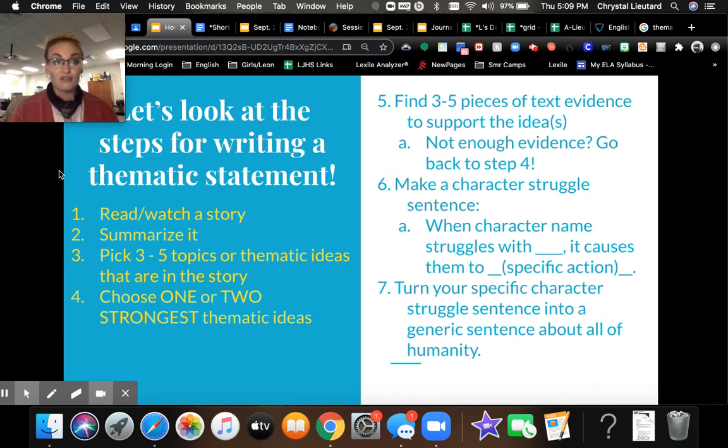Then, we're going to pick 3 to 5 topics or thematic ideas that are in the story. This is like a brainstorm. Brainstorm some of the topics that are in this story. Then you choose 1 or 2 that are really, really strong, okay? Once you've found your 1 or 2, you're going to start digging for evidence. What evidence is there in the story that these are really strong themes?